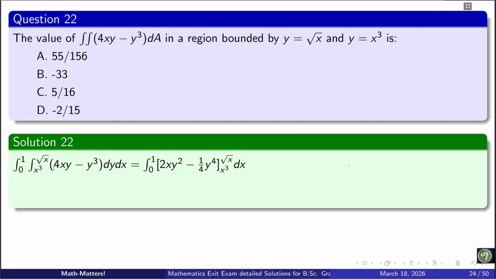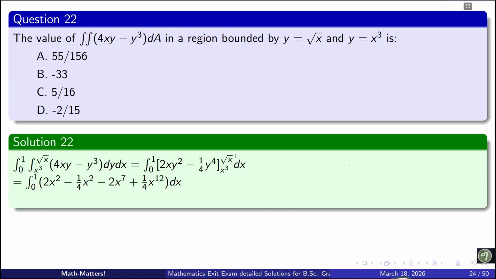So first we have to integrate this one with respect to y. When we integrate the given integral with respect to y, we have to keep the second variable, that is x, as a constant. So the integral of this function with respect to y could be the integral of 4xy, that is 4x times y squared over 2, which is 2x y squared, minus the integral of y cubed, y to the power of 4 over 4, which is 1 over 4 times y to the 4, whenever y is running from x cubed to the square root of x.